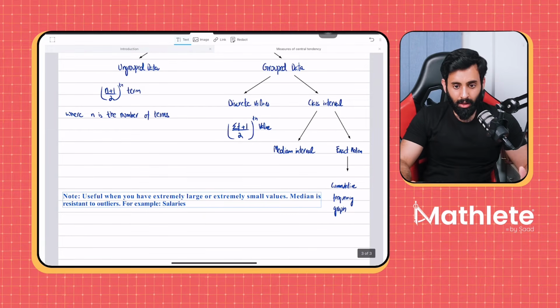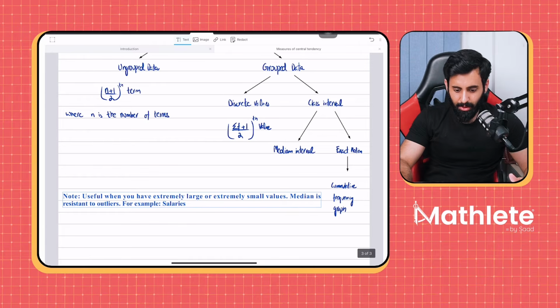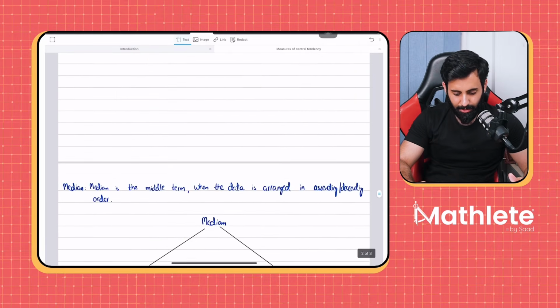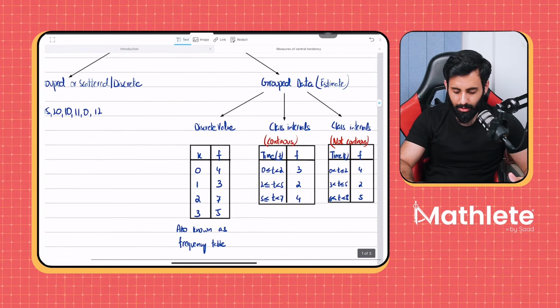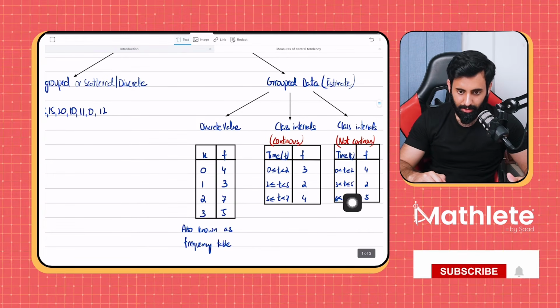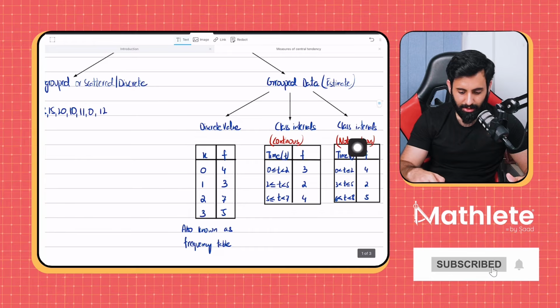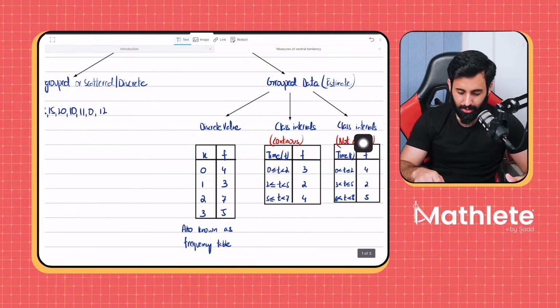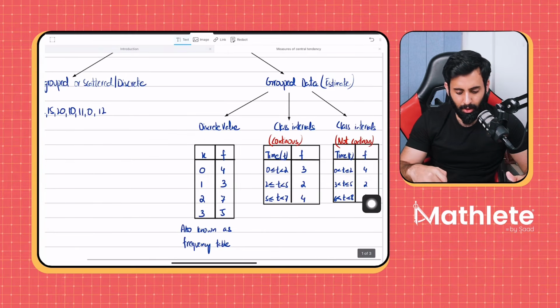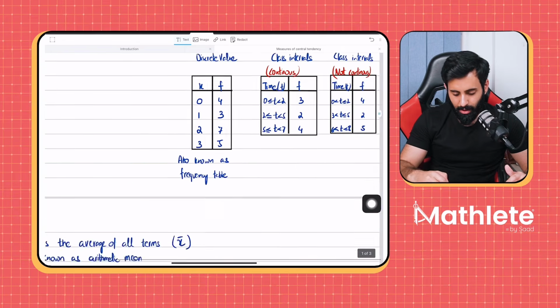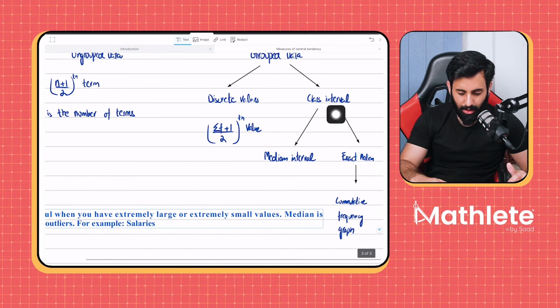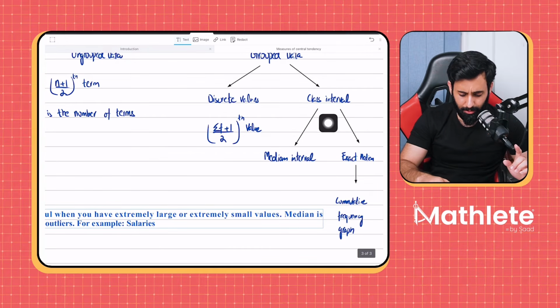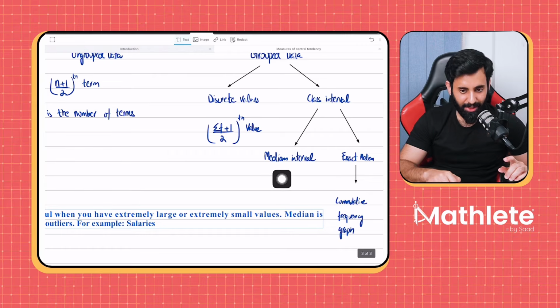Okay, what is the second type of class interval? The second type of class interval is when you have non-continuous classes. This also is an example of class intervals. Wait a minute. So basically, in median, you have class intervals only. Most of the time we will be asked to calculate the median interval.